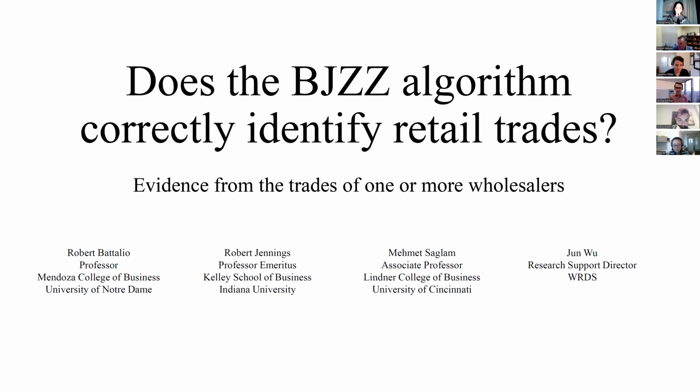All right, thanks a lot for inviting me to present today. Mostly this is going to be some early work with Bob Jennings and Mehmet Saglam, who are both on the call. I don't know if Jun is or not, but he's an IU alum as well. The goal of the presentation is to think about the ability of the Ballmer-Jones algorithm to identify retail trades, false positives. How often does it get it right? How often does it get it wrong?